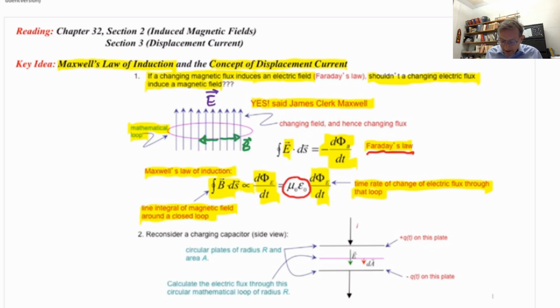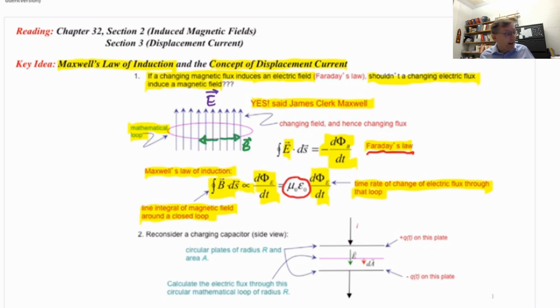The integral of the magnetic field around a closed loop is equal to mu zero, the permeability constant, epsilon zero, the permittivity constant, times the time rate of change of the electric flux through the loop.